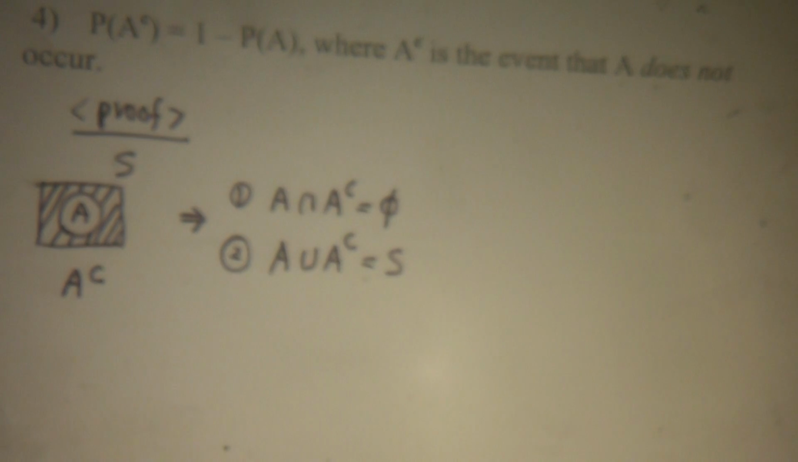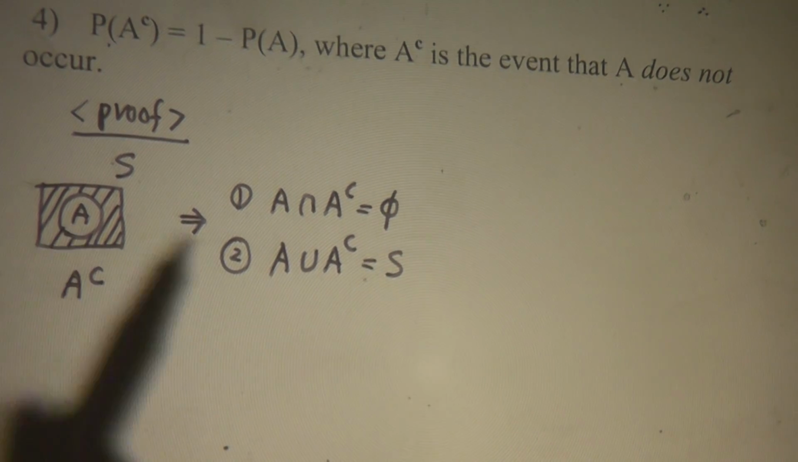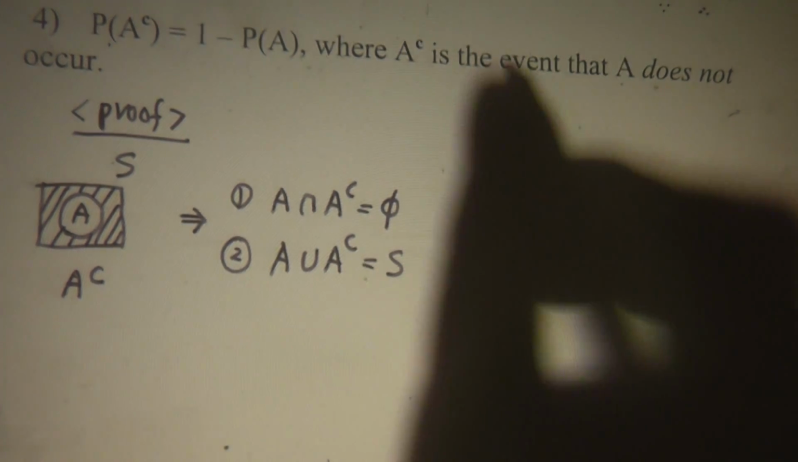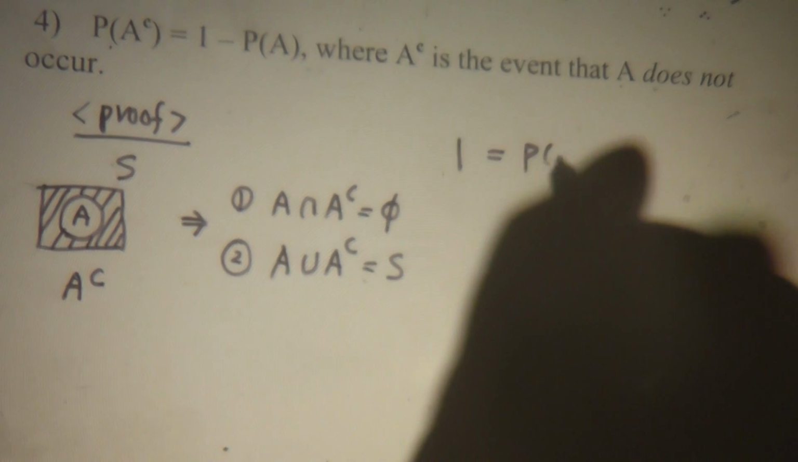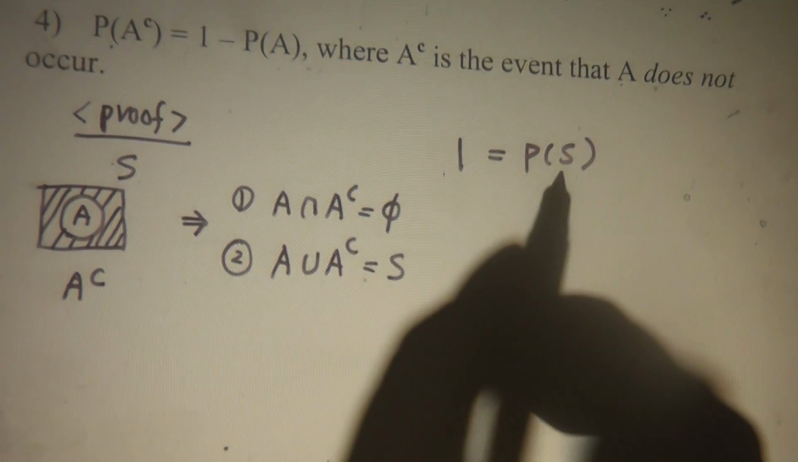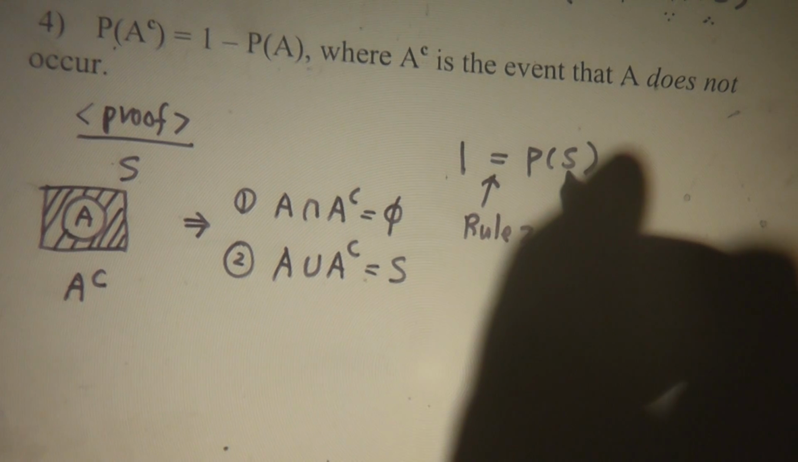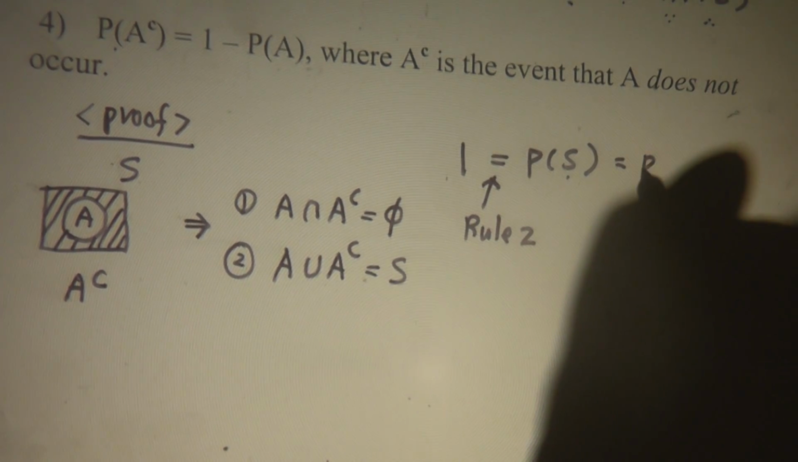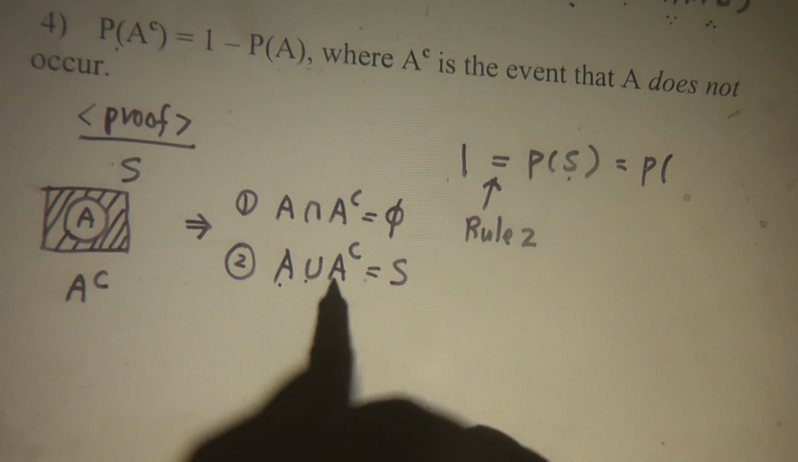And to prove rule number 4, we're going to use this. Now, first step: 1 is equal to probability of the sample space. That means the sample space will happen for sure. This is from rule number 2. Now, what is S? S is A or A complement.